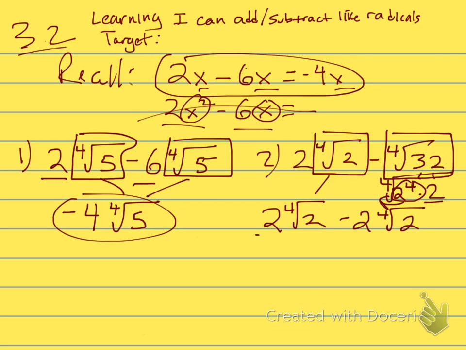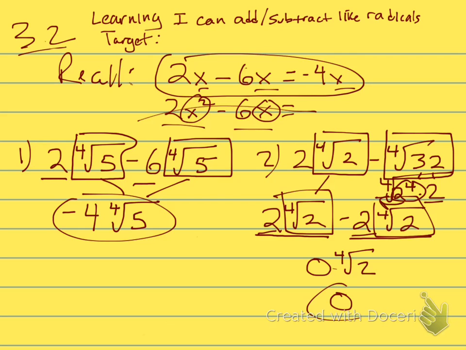So I have 2 fourth roots of 2 minus 2 fourth roots of 2. These now match, and I'm allowed to do 2 minus 2, which is 0 fourth roots of 2. And of course, 0 times anything is just 0. I get 0 for that one.